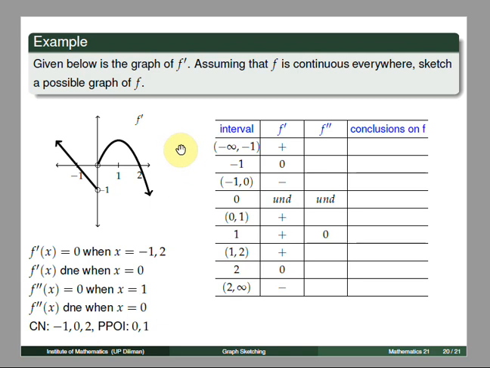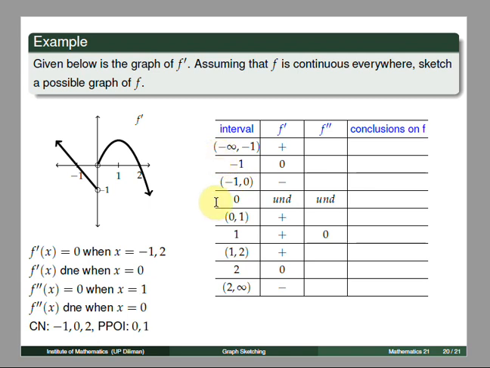What's the derivative of f prime? It's f double prime. Hence, we only need to check whether your f prime is increasing or decreasing on that interval, and then we can deduce if its derivative, which is f double prime, is positive or negative. So let's look at an example.